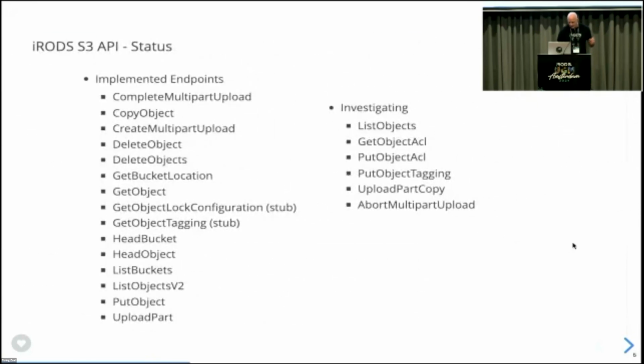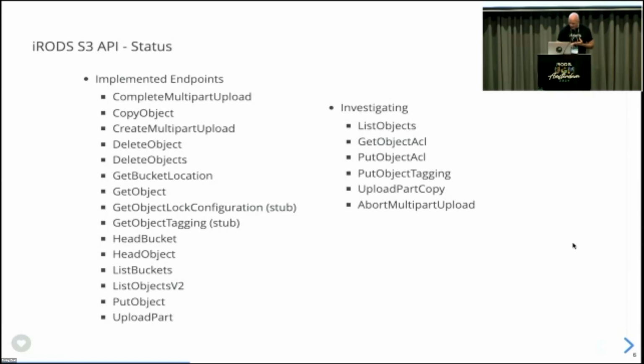Okay, so on the left side, you see the endpoints we've implemented. I think we got pretty good coverage on the most useful endpoints for S3. A couple of these we had to stub just because the clients called them. They're not really important to us, but the clients called them in the background, so we had to return just a stub for them. And we're investigating some additional endpoints. One is the legacy list objects endpoint for S3. We don't have that implemented yet, but we probably will in the near future. ACL and tagging support.